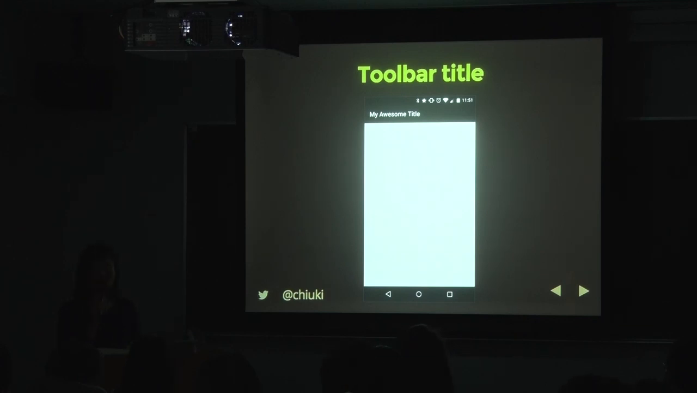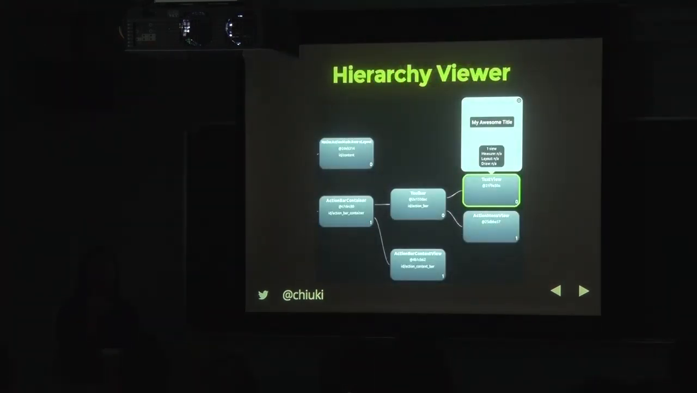One very useful technique is to use Hierarchy Viewer. How many of you know Hierarchy Viewer? Okay, very good. So for those of you who don't know, it allows you to look at your app and see how all the different views are constructed in a tree, essentially. That's what hierarchy means. In this particular example, I was looking for my awesome title. That's what my toolbar was showing. And I see that it is in this text view.